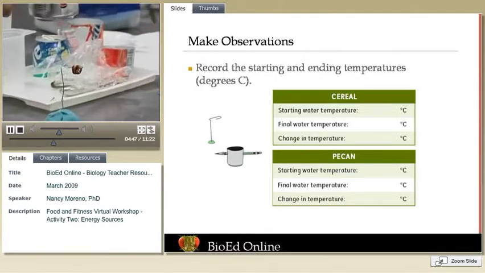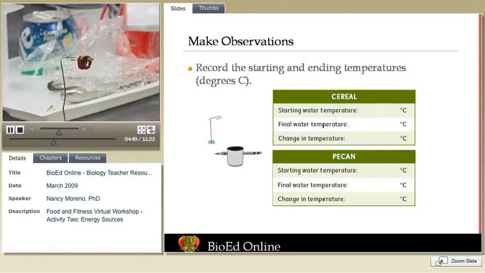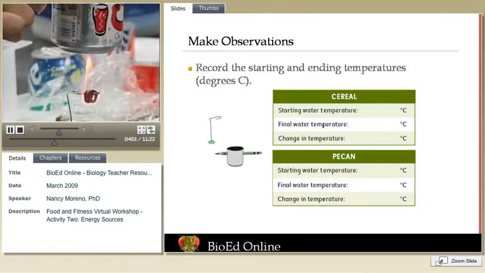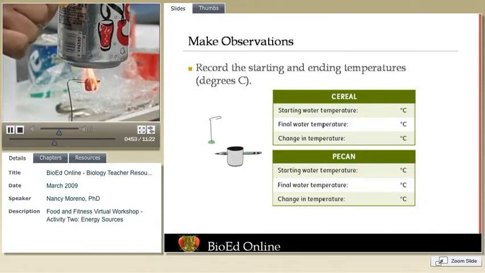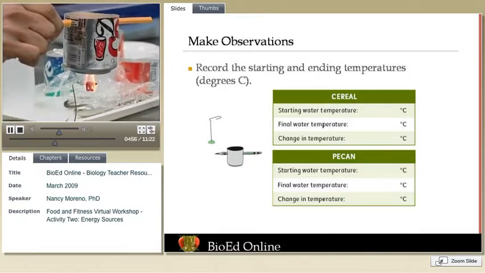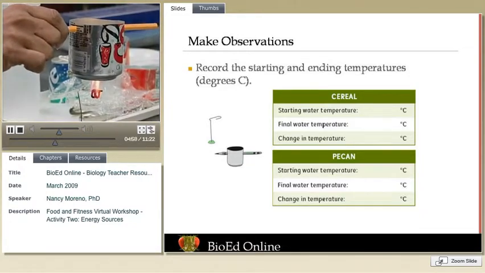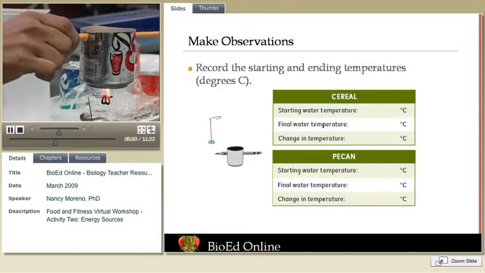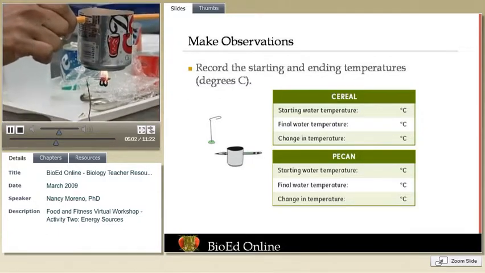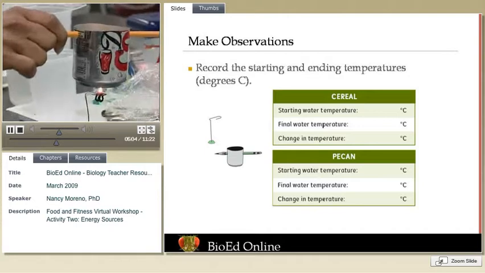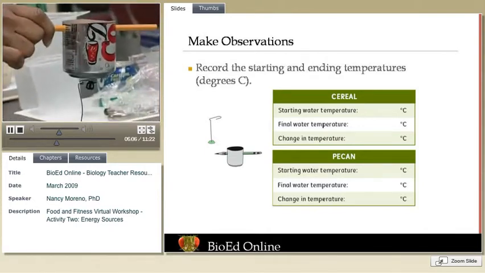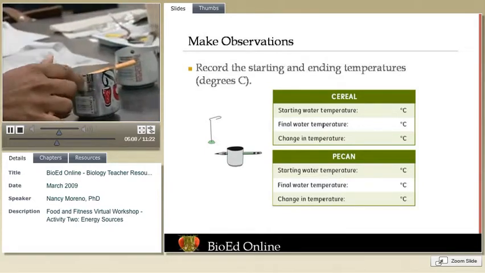There it goes. Hold it right at the top of the flame, so hold it down closer. Down closer. Down. There you go, right there. Oh, isn't that cool? Yeah. It went out. Okay, now record the temperature of the water.